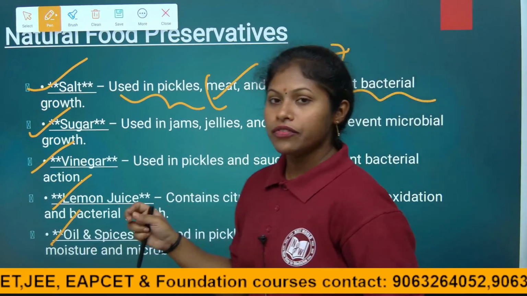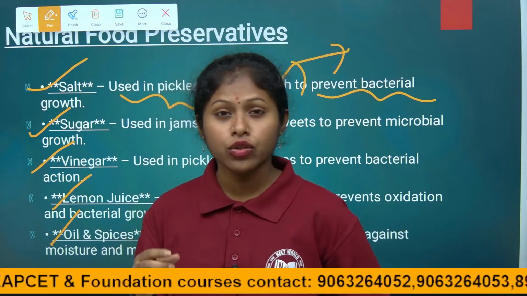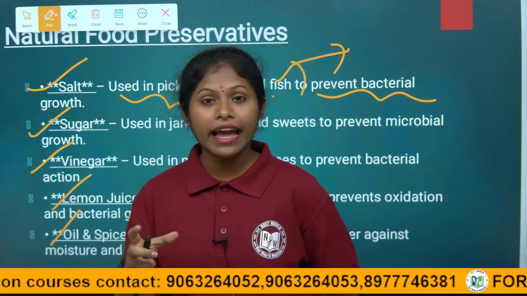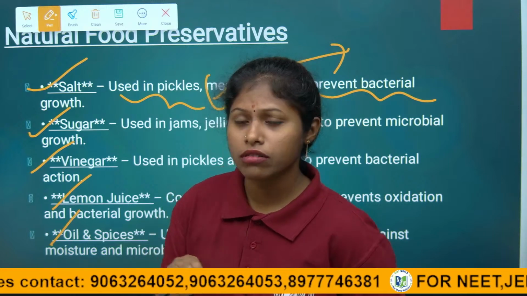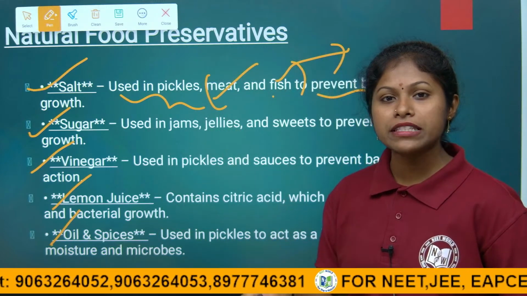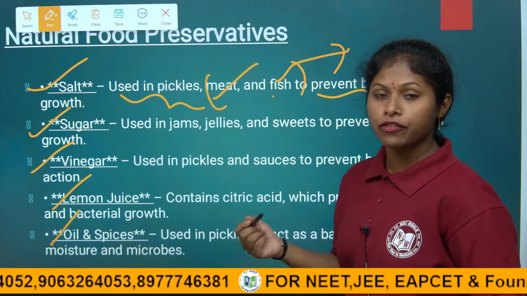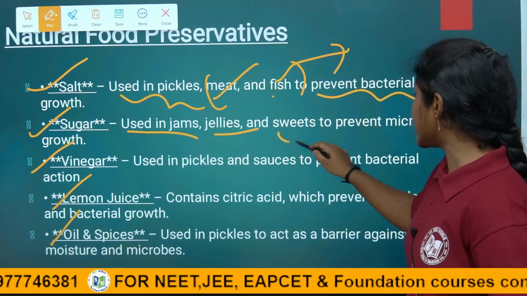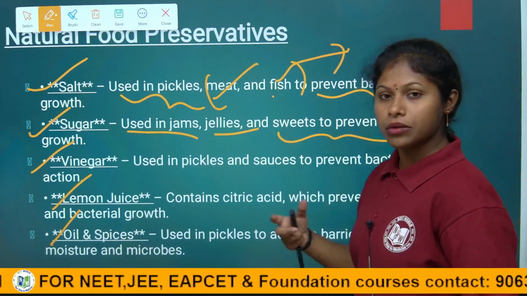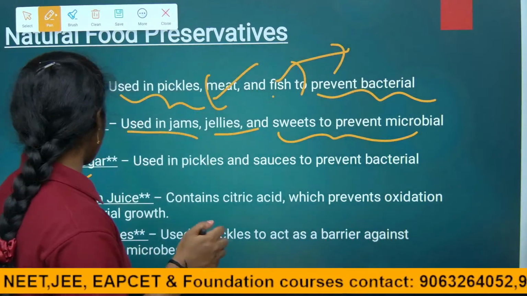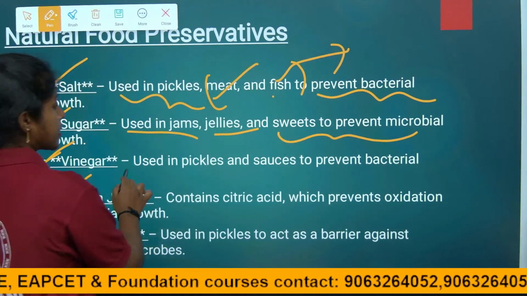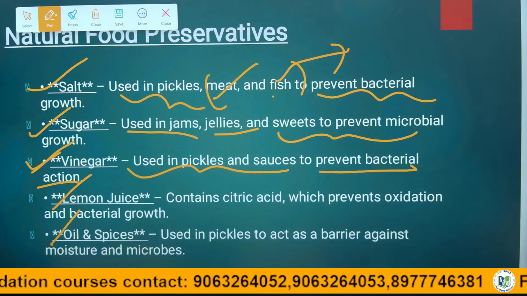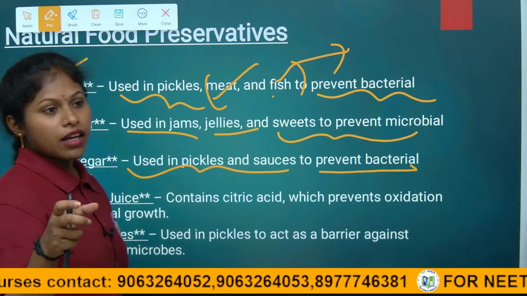And coming to sugar, when you look in the market you see jams and jellies, and in those a good amount of sugar is present. This means sugar also prevents food spoilage, right? It is used in the preparation of jams, jellies and sweets to prevent microbial growth. And coming to vinegar, it is used in pickles and sauces to prevent bacterial action, and it also prevents bacterial growth.